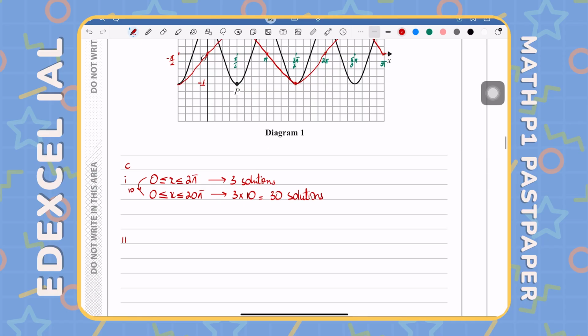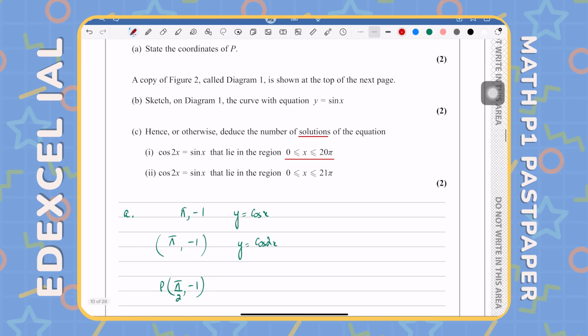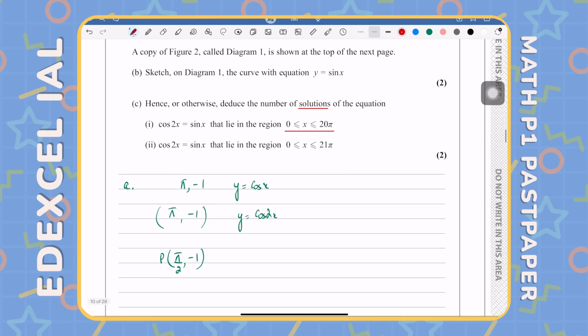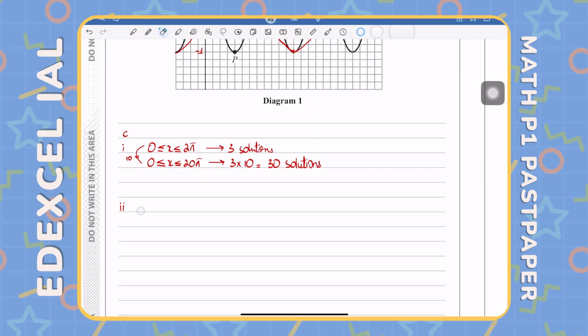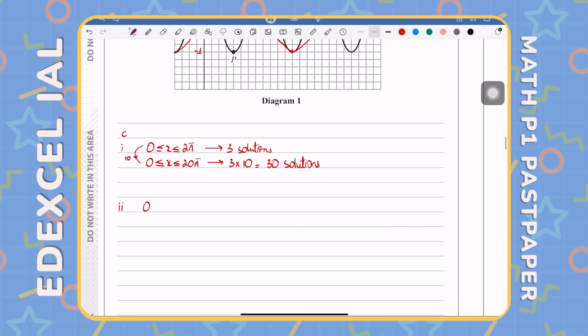Job done. Now part 2. Let's see what part 2 says. The number of intersections, or the number of solutions, between cos 2x and sin x in the region 0 to 21 pi. Now, I think the question is just trying to play games with us. The question wants the number of solutions between 0 to 21 pi.